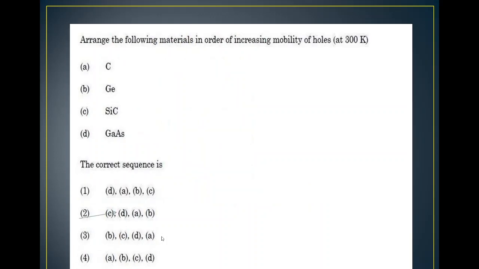Next, arrange the following materials in order of increasing mobility of holes at 300 Kelvin, that is room temperature: carbon, germanium, silicon carbide, and gallium arsenide. The correct sequence is option first, DABC; option second, CDAB; option third, BCDA; and option fourth, ABCD. And the correct option is second, CDAB.